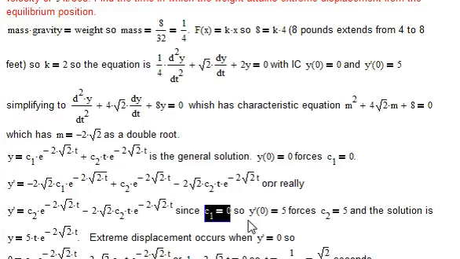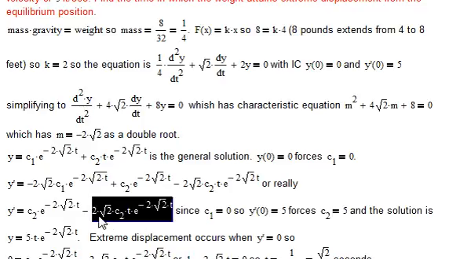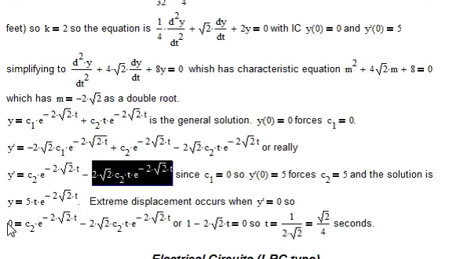So with c1 0, we got y prime of 0 equals 5, and this is all going to go to 0, that forces c2 to be 5, and the solution is y equals 5t e to the negative 2 square root of 2 t.